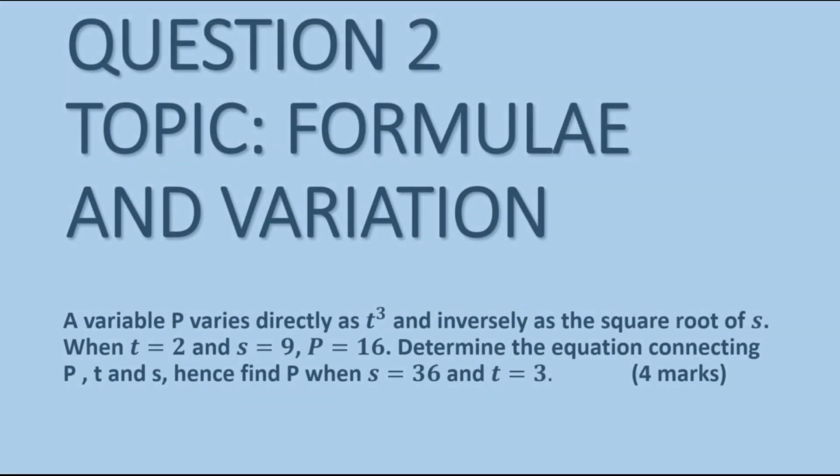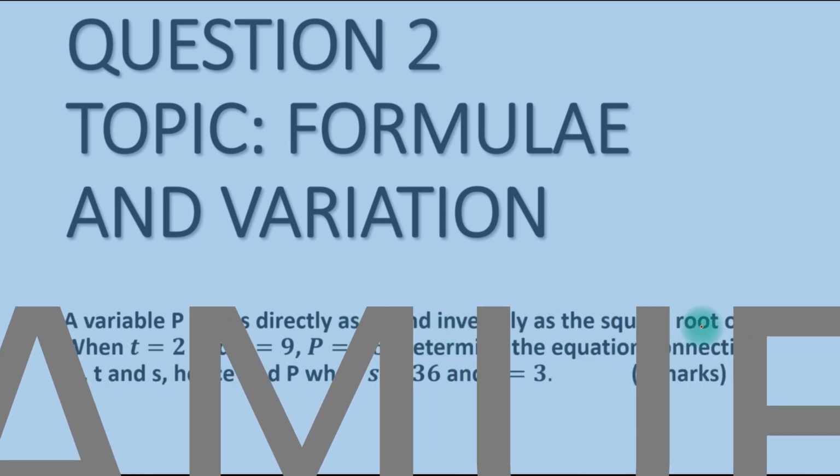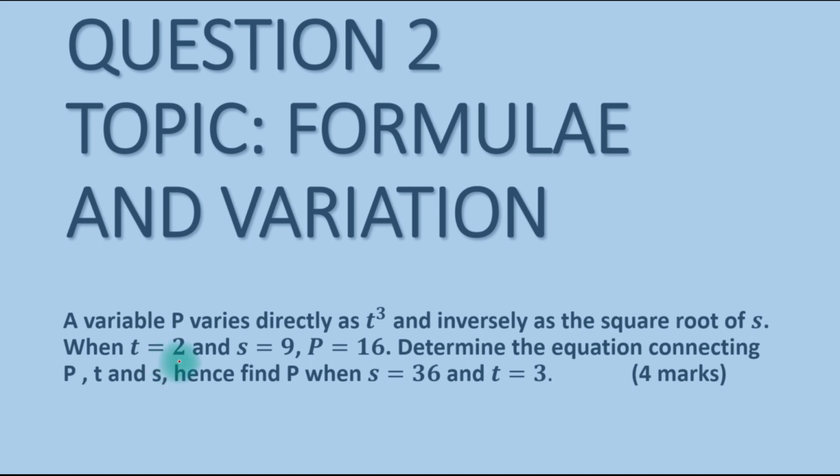Move to question 2. Topic is from formula and variation. So a variable p varies directly as t cubed and inversely as the square root of s. When t is equal to 2 and s is equal to 9, p is equal to 16. Determine the equation connecting p, t, and s. Hence find p when s is equal to 36 and t is equal to 3.